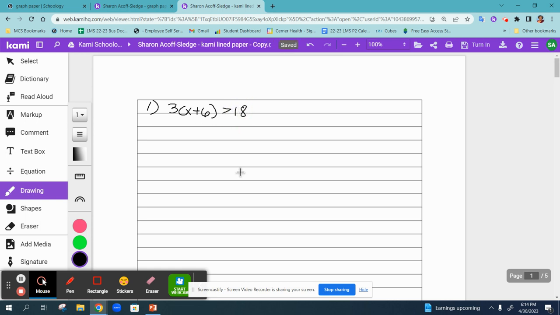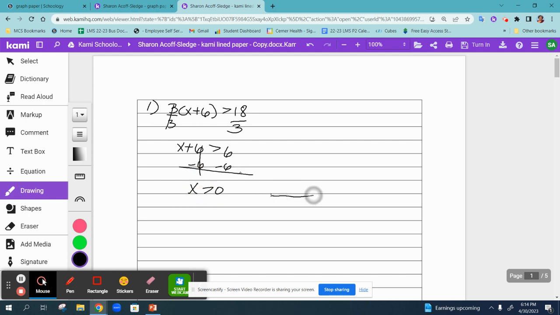You can divide both sides by 3, which we can do right away. Or you can multiply that 3 throughout, distribute that 3, but this is a simpler way. 18 divided by 3 is 6. And then I'm going to subtract 6 from both sides. And x is greater than 0.